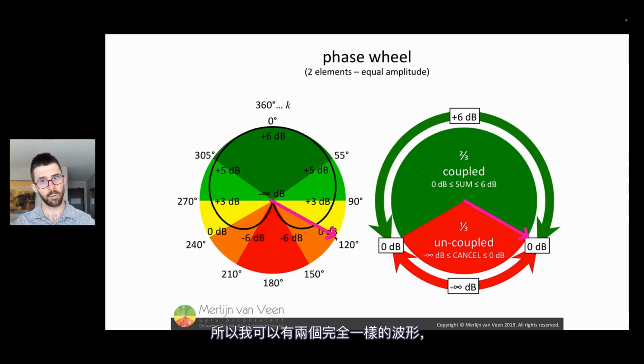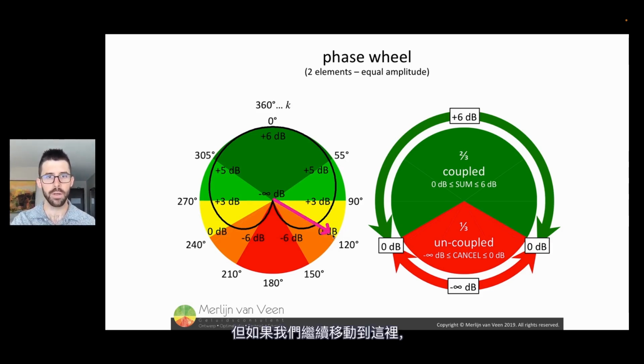So I can have two exact waves, they come together, 120 degrees offset, we're actually just going to get equal to one of those waves again. So it's 0 dB, no summation, no attenuation. Sorry, couldn't find that word.